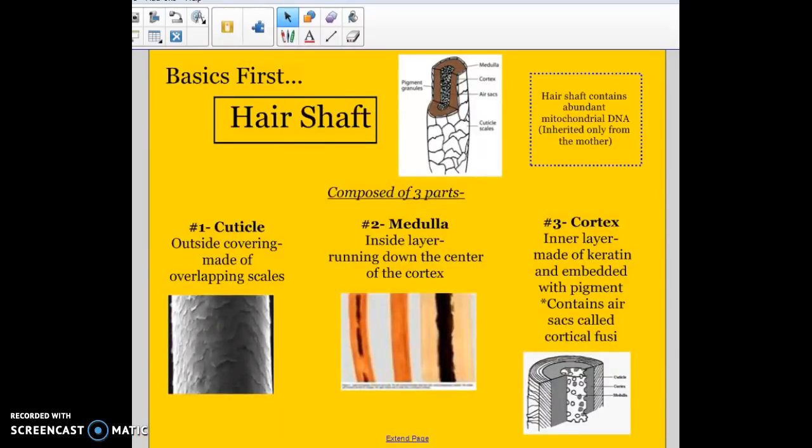So the basics first is the hair shaft. The hair shaft is composed of 3 parts. The cuticle, which is the outside covering made of overlapping scales. The medulla, which is the inside layer running down the center of the cortex. And then the cortex itself, which is kind of like the inside. So it's not the very outside and it's not the middle. It's kind of the filler part. It's made of keratin and it's got your pigment.